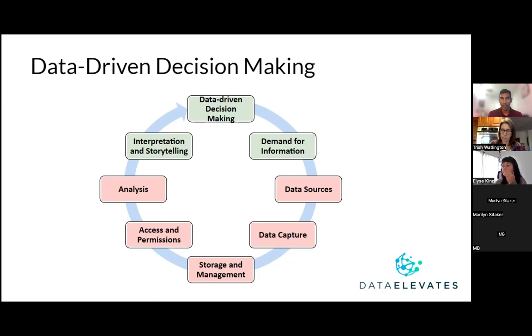Data sources, data capturing is also around the collection side of it. Storing and managing data becomes more complicated with bigger organizations, but it is important also for small farmers, or any small business in general, to have data in one place. We'll talk about that a little bit further, but having a place to consolidate that data. Access and permissions, that's a little bit more on the security side.